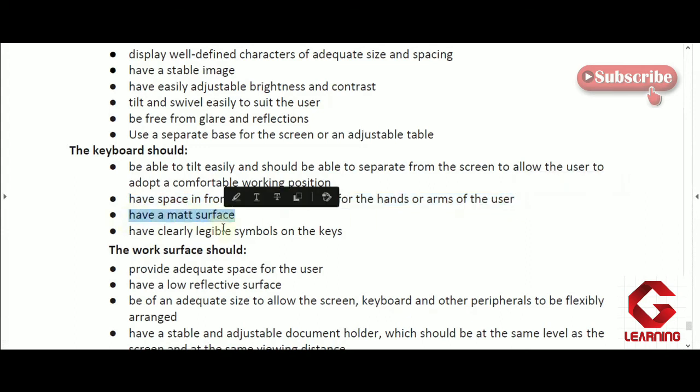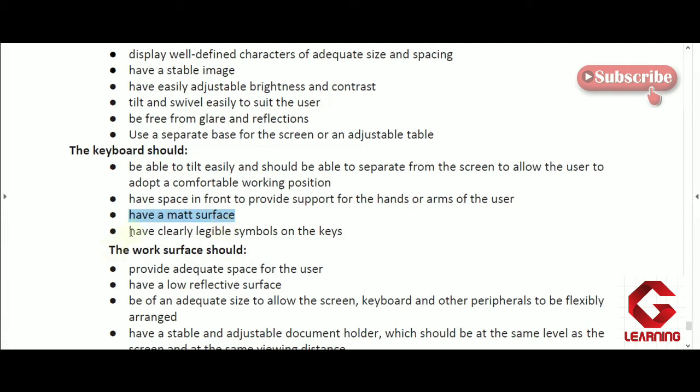Next one is have a matte surface. Now matte is rough. So actually the keyboard surface must be rough. It should not be very smooth, because in case of a smooth surface there will be reflection of light and we cannot see the characters that are there on the keys of the keyboard easily. And because of this we cannot type easily either. So that's why the keyboard surface must be rough. So there will be no reflection of light and this light will not enter our eyes after reflection, and we can easily see the characters that are there on the keys of the keyboard.